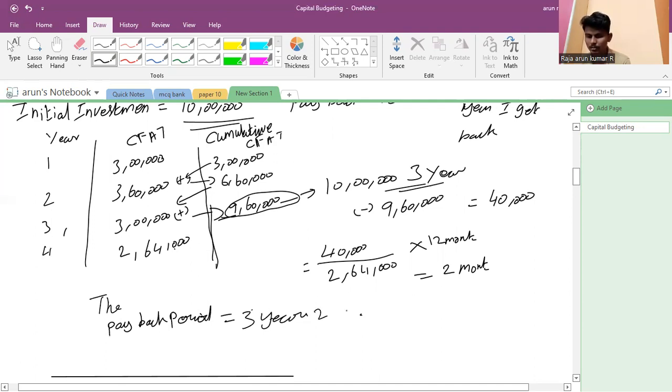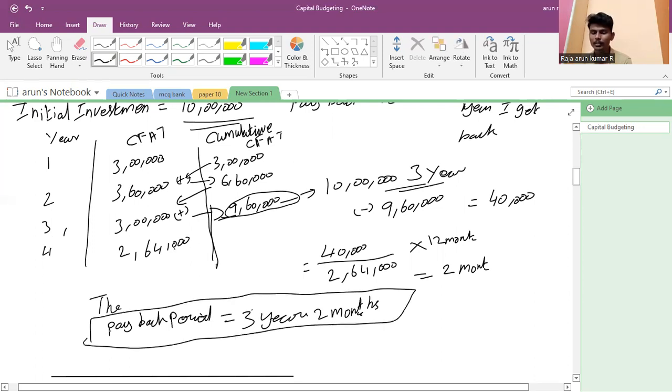Two months. This is the answer. Just note it down. This is the simple sum. In most examinations they ask 3-mark or 2-mark questions like this only. There is nothing more to it.